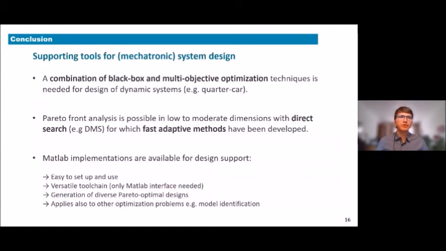So yeah, that concludes my presentation. As said, we need a combination of black box and multi-objective optimization techniques to design dynamic systems or mechatronic systems. And we can do the Pareto-front analysis in low to moderate design dimensions and objective dimensions. If we use the direct multi-search method, this already works, but if we apply our fast adaptive methods, we can do even better, or we can do this more efficiently, let's say.